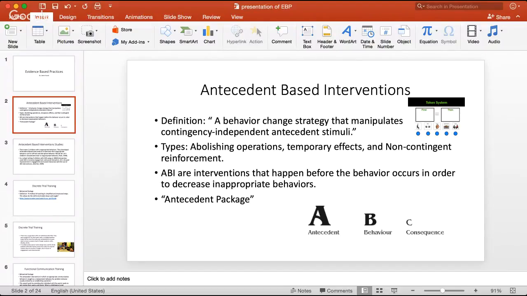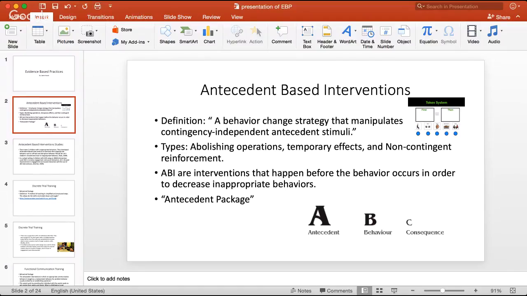The definition is a behavior change strategy that manipulates contingency-independent antecedent stimuli. There are types: abolishing operations, temporary effects, and non-contingent reinforcement. Antecedent-based interventions are something that happens before the behavior occurs. These are from the antecedent packet of the different evidence-based interventions.